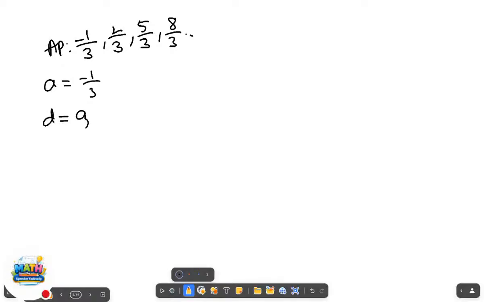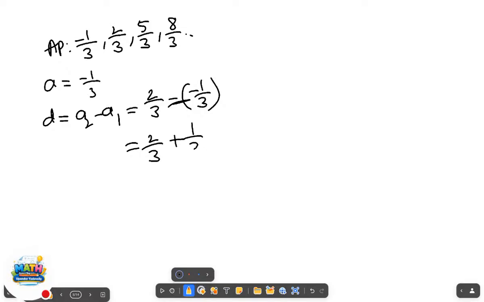Common difference is second term minus first term, or difference of any two consecutive terms. a2 minus a1. Let's check. a2 is here 2 by 3. Second term minus first term is 2 by 3 minus of minus 1 by 3. Here minus of minus is plus, 1 by 3. Now these both fractions or rational numbers have the same denominator. Now we can add directly the numerators. 2 plus 1 by 3, which is equal to 3 by 3. 3 by 3 is equal to 1. So common difference is 1.